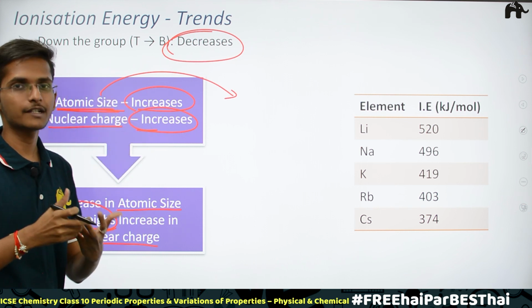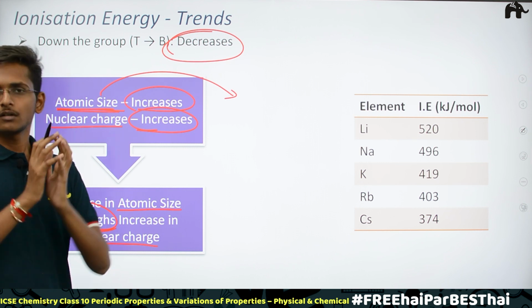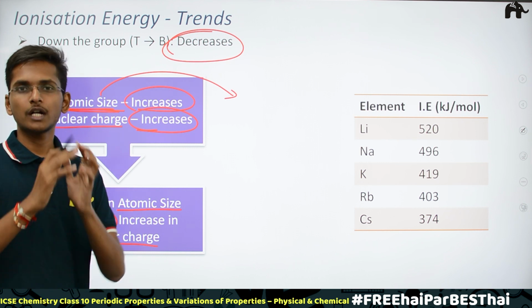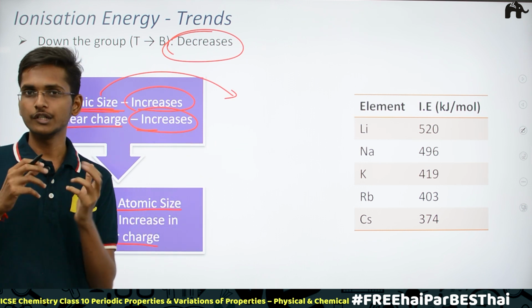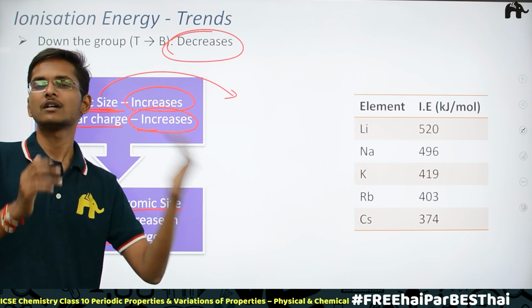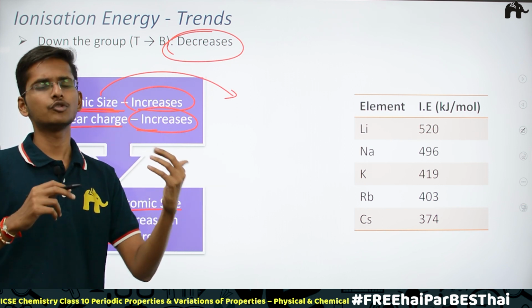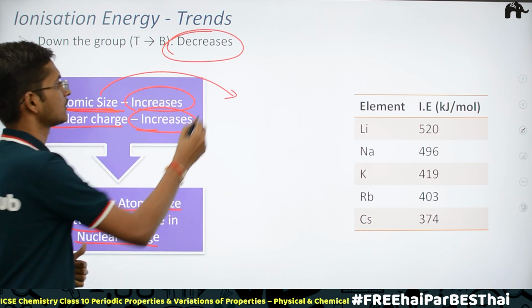Now, what is the effect due to the increase in the atomic size on ionization energy? Simply try to remember it this way: atomic size is increasing, so the electron is moving farther and farther away from the nucleus. So nuclear pull would be lesser and lesser on that electron. The energy required to remove that electron would be lesser and lesser. So ionization energy would be decreasing, right?